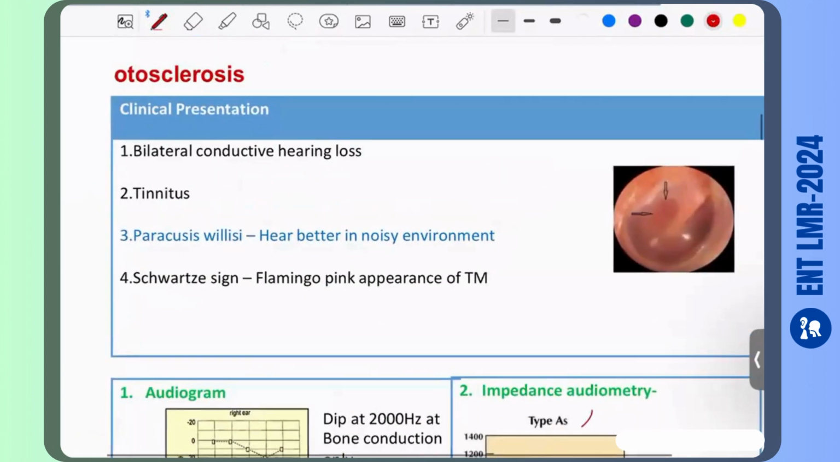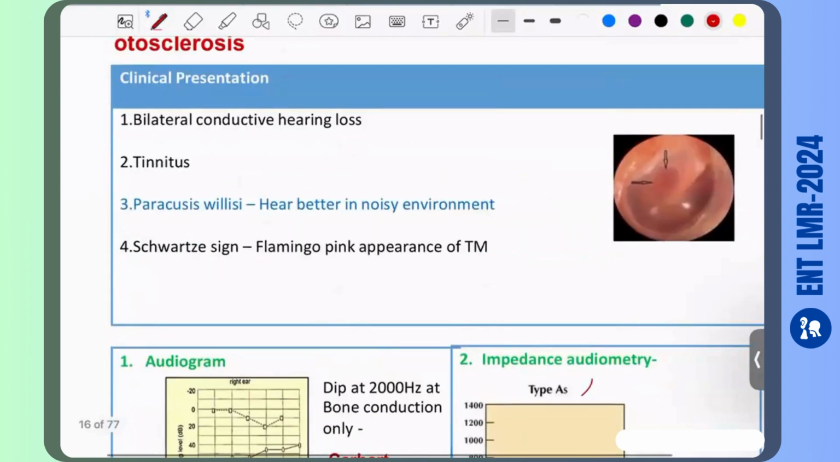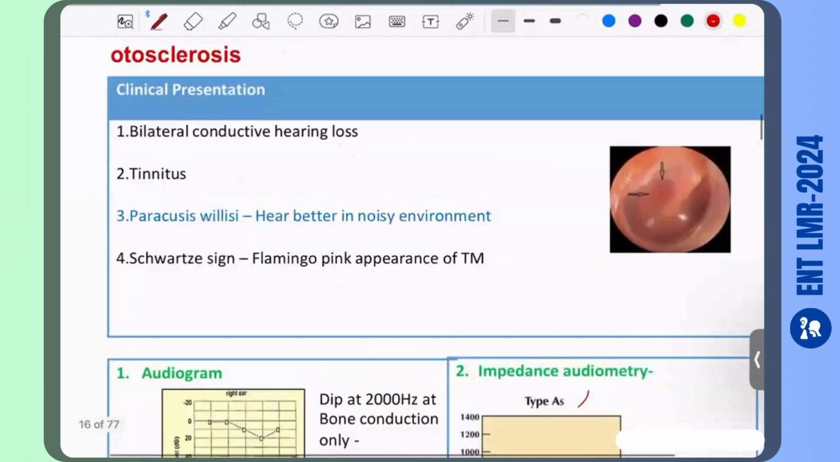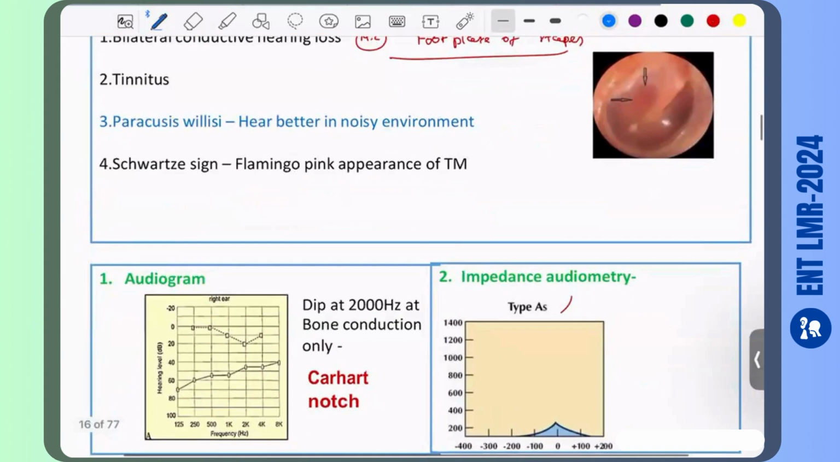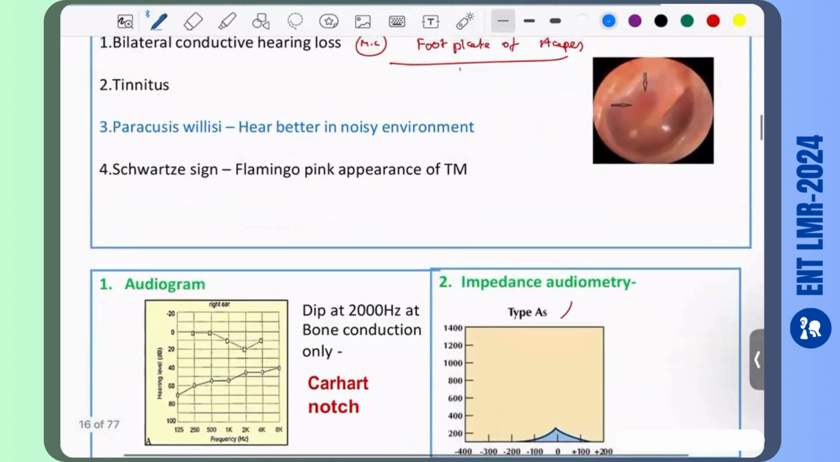So otosclerosis, I have told you, external and middle ear developed from separate embryology, which is pharyngeal arches. Inner ear developed from neural ectoderm. So the meeting point for these two different sources of embryology is foot plate of stapes. So embryologically it is different from other ossicles. The ossicles malleus, incus and the stapes superstructure form from first and second arch mesenchyme, but this foot plate of stapes is having embryology similar to the inner ear, which is neural ectoderm, which is otic capsule.